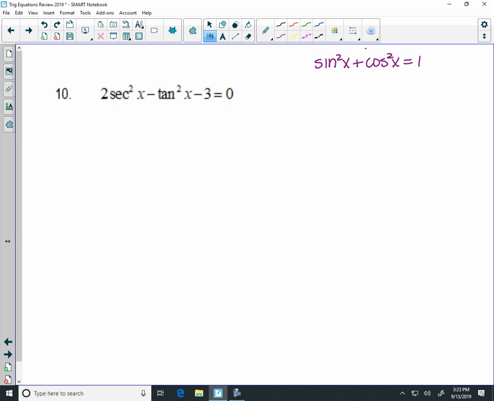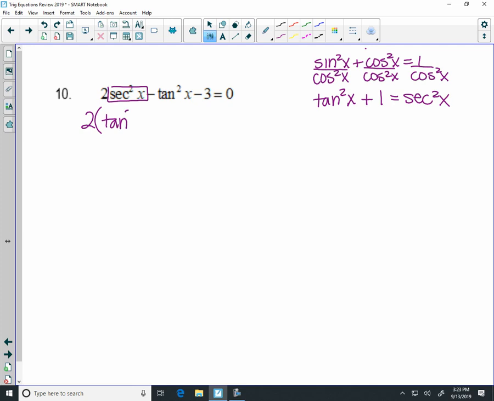I'm going to work with tangent squared. I know tangent squared is sine squared over cosine squared. That means I need to divide by cosine squared to get there. Sine squared over cosine squared is tangent squared. Cosine squared over cosine squared is 1. 1 over cosine squared is secant squared. There's my equation. If I want to get rid of secant squared, I can drop in instead tangent squared plus 1, or 1 plus tangent squared, if that's what you would like. That order does not matter.